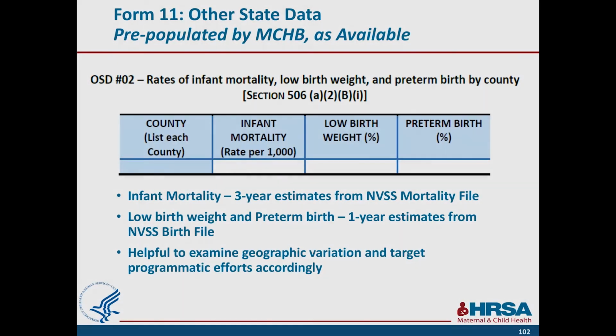This is one that I've heard states say, we would love to have county level data. You have it to the degree it's available. And of course, it's around infant mortality, low birth weight, and preterm birth. But if that's something that you all think is helpful, look at it. It's infant mortality, 3-year estimates from your VSS mortality file, your low birth weight, preterm birth, 1-year estimates, and it's helpful to examine geographic variation and then to target your program efforts accordingly.